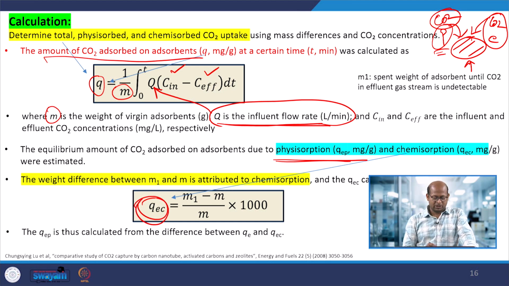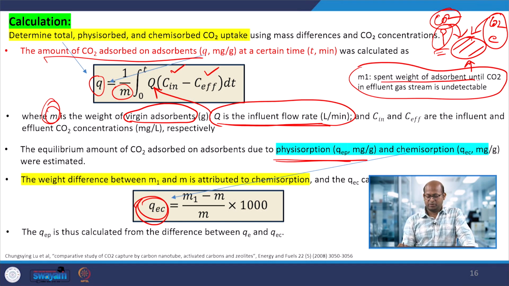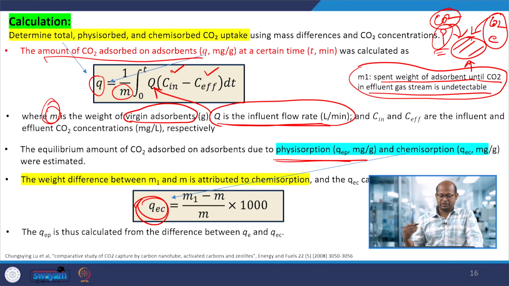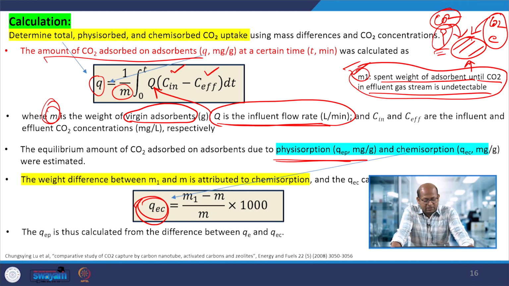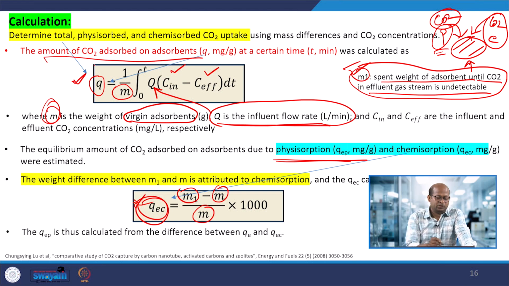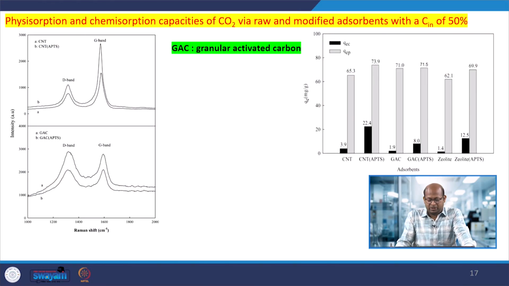Okay. So here the initial weight of the material, meaning the amount of adsorbent we are using, is known, and the spent weight of adsorbent is taken once CO2 in the effluent gas stream is undetectable. That quantity M1 we know. After CO2 gets adsorbed over the material, some increase in weight occurs due to the adsorption of CO2, and from the initial weight we can know the amount of chemically adsorbed CO2. With the total CO2 known, we can then find out the physically adsorbed CO2.